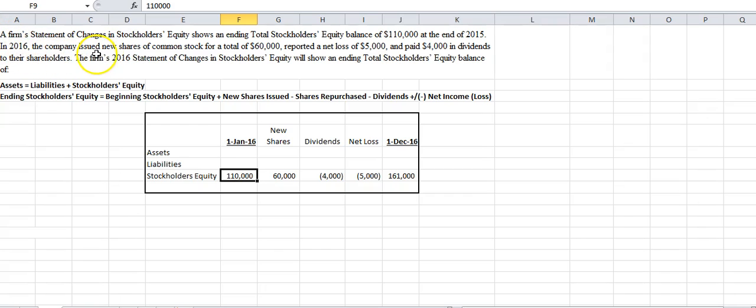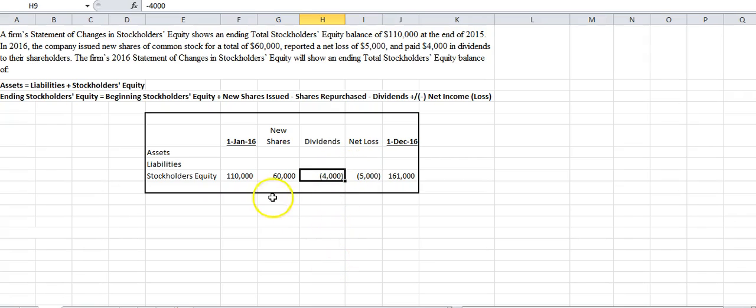It says the company issued new shares of common stock for $60,000. So that adds to your equity. That's more money that came in. Okay. Reported a net loss of $5,000. We'll put it here as a negative. And paid $4,000 in dividends. If you pay out $4,000 in dividends, that's going to reduce your equity.